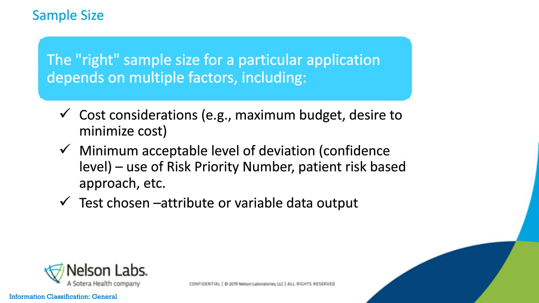Additionally, looking at the minimum acceptable level of deviations, i.e. your confidence levels, that's where we incorporate the risk priority numbers. And then finally, what's the output of the data? A lot of times attribute data can have a lot higher sample size than variable data.